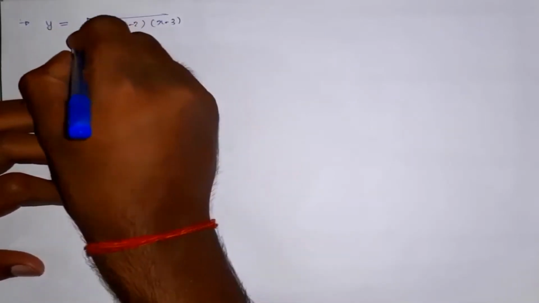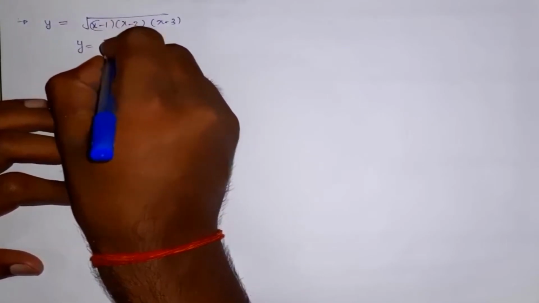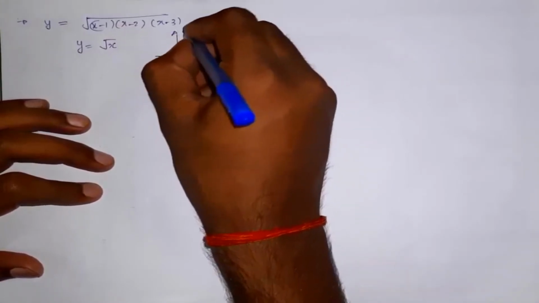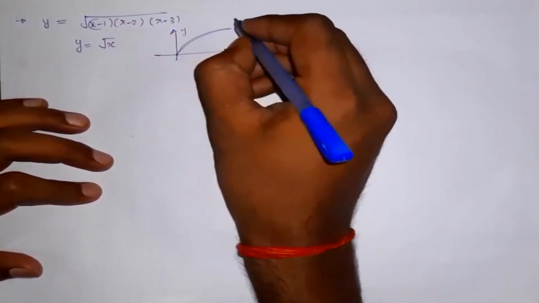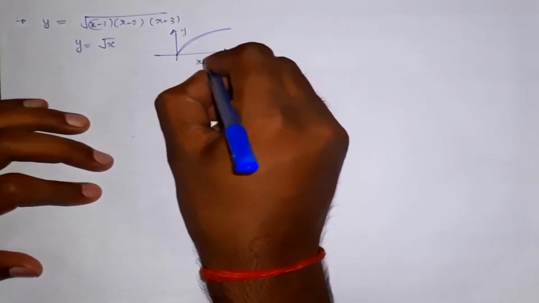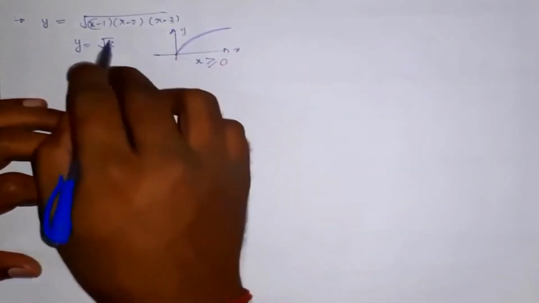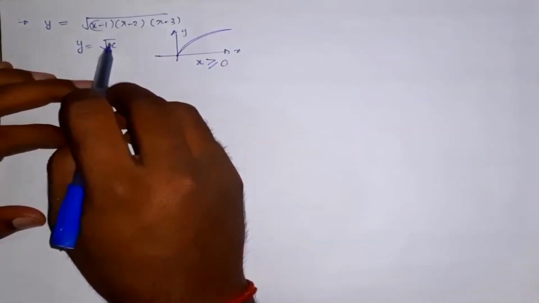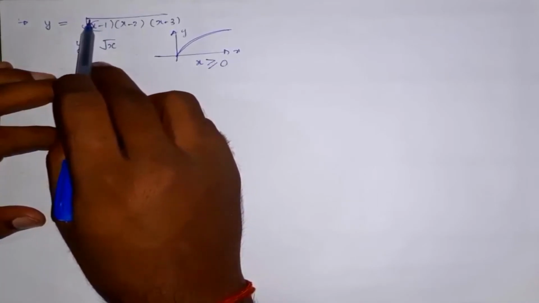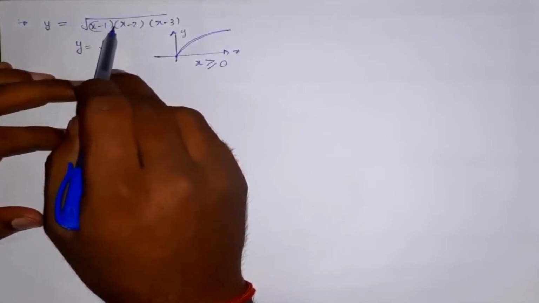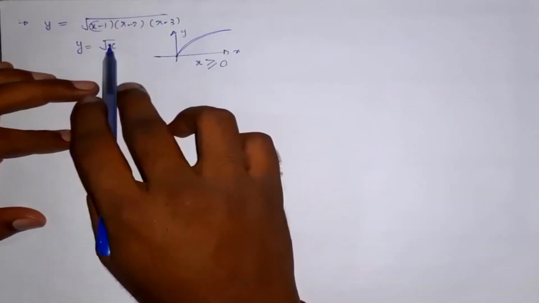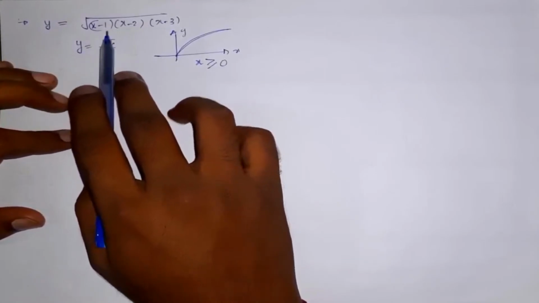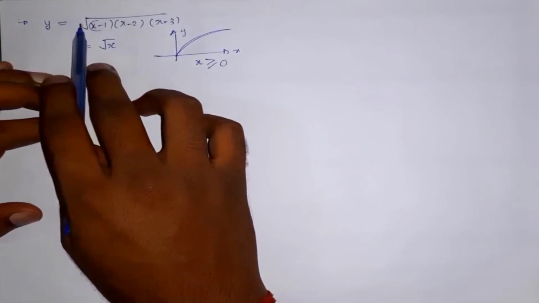Okay, so we know if the curve is like this, then the graph of this function will be like this, y versus x. And the domain of root x requires x greater than or equal to 0. The inner portion of the square root will be greater than or equal to 0. It will not be negative. If it is negative, then that function will become imaginary, so it is not possible. So we are taking the reference y equals square root of x to calculate the domain of this function.